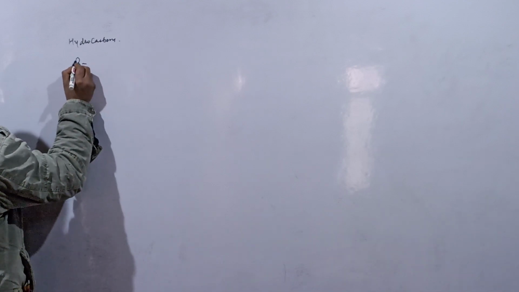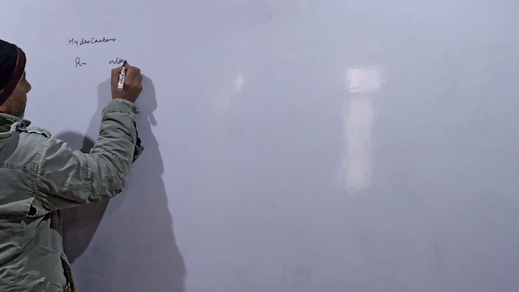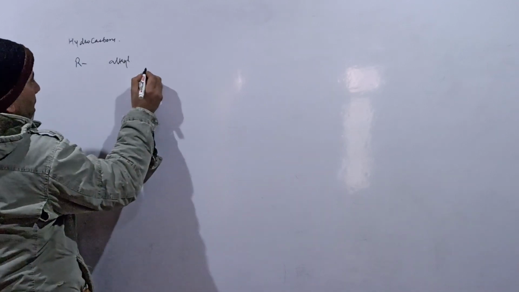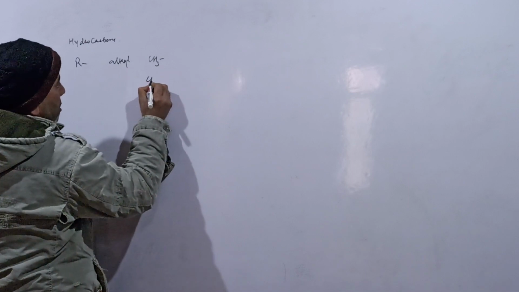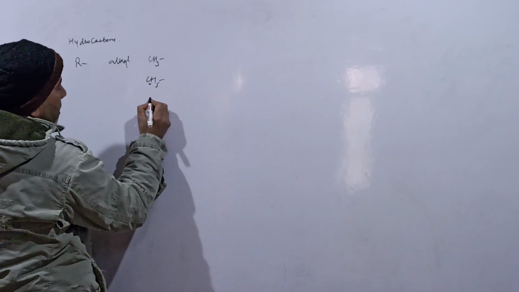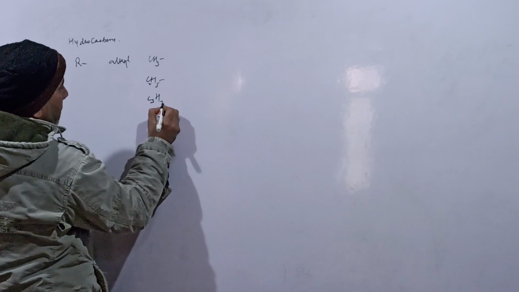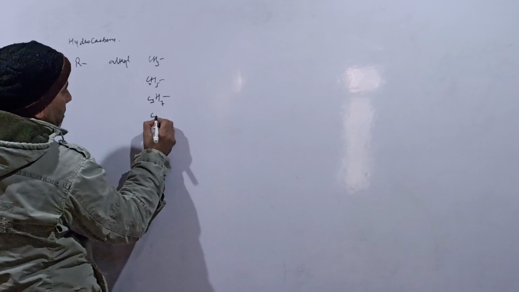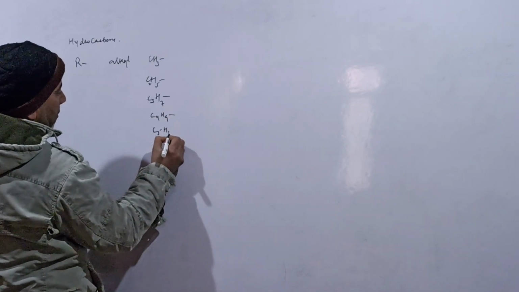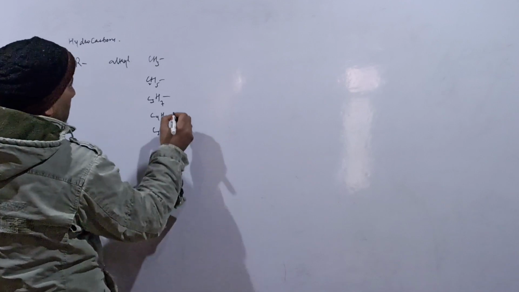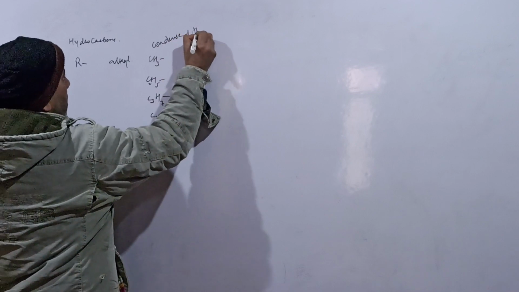R with a single bond. Generally, we represent it as this, which is what is called an alkyl. But this R single bond means this can be CH3 single bond, this can be C2H5 single bond, this can be C3H7 single bond, this can be C4H9 single bond, C5H11 single bond, and these constitute condensed formulae.